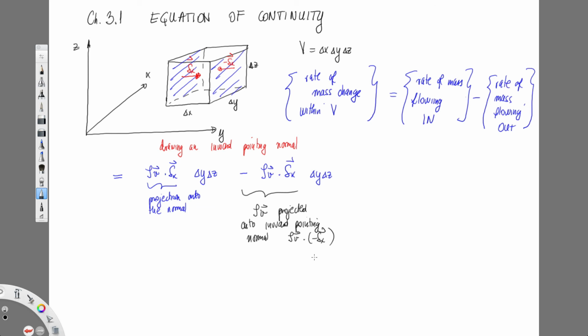Don't we need evaluated at for these two expressions? Yes. So this is going to be Vx evaluated at x, and this is at x plus delta x. So it's constant over the side, but it's different on both sides. Okay? So I'm just going to compute the complete x contribution.